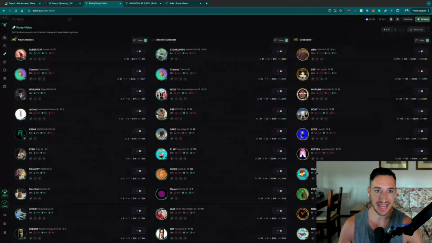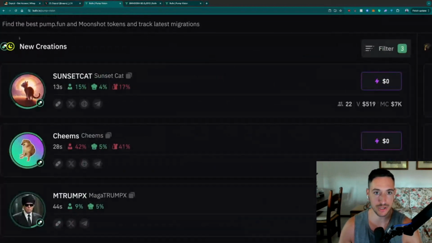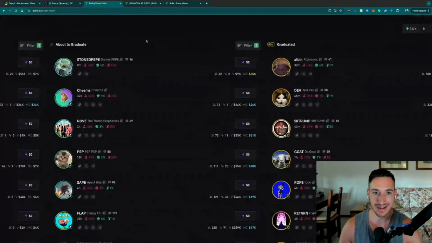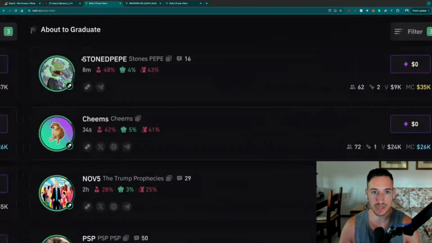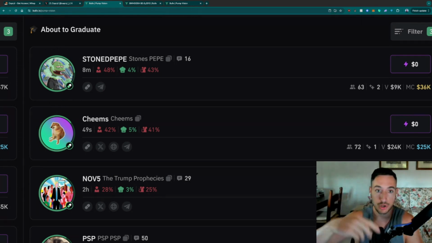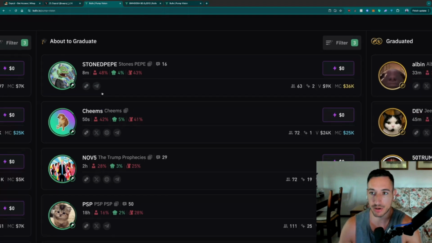You probably can understand what this means, but new creation means that the pairs have just launched. About to graduate means that the bonding curve progress is very close to completion. And you can actually see here on the circle that it gets to 100% as soon as it's finished, it's about to list pretty much. If it goes to 100%, the full circle, it's listing. So these are very close to being listed.